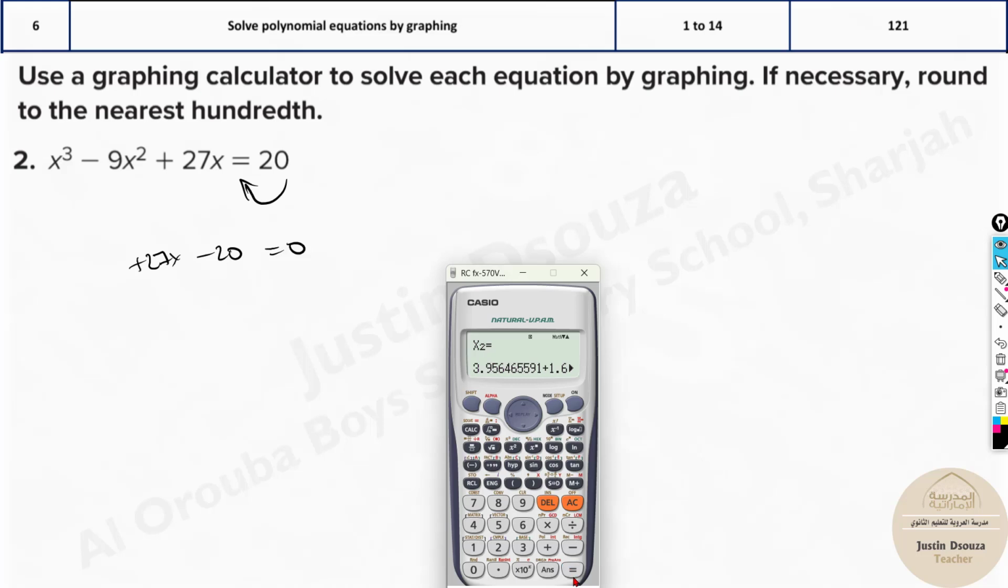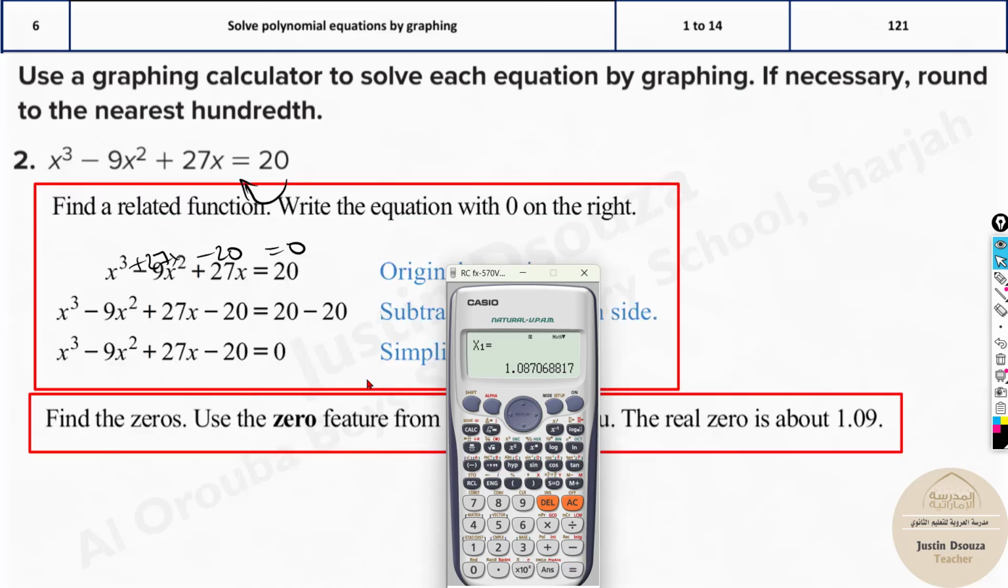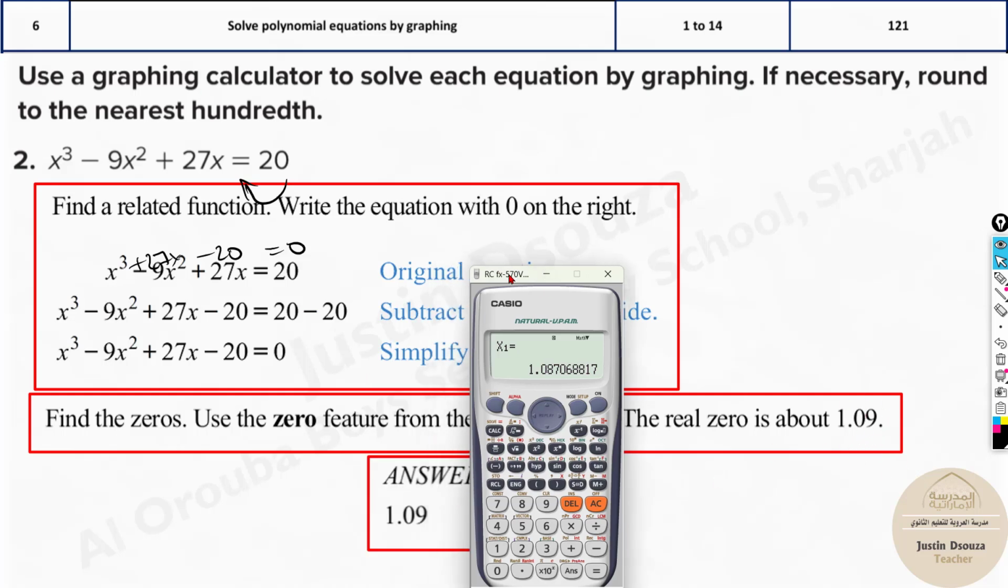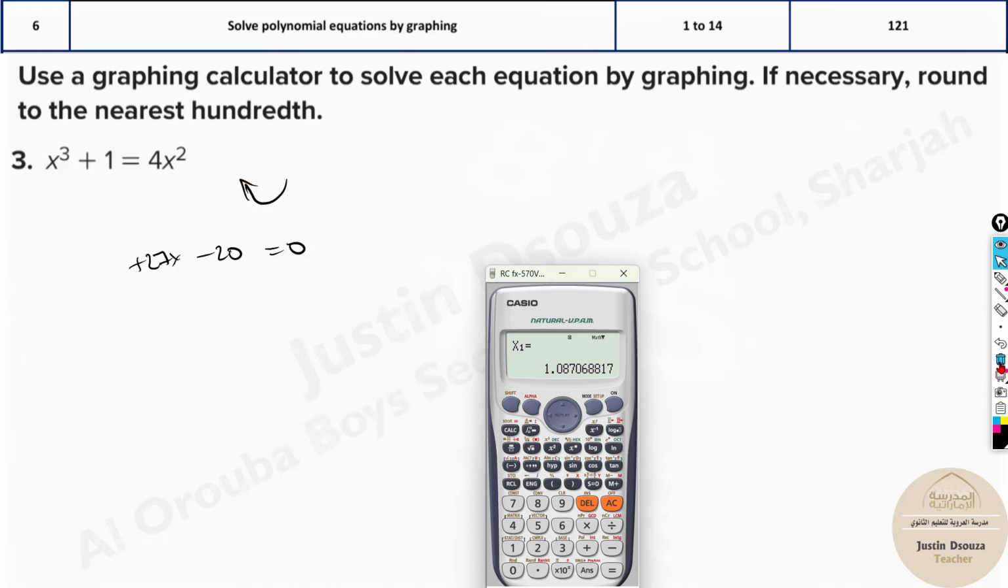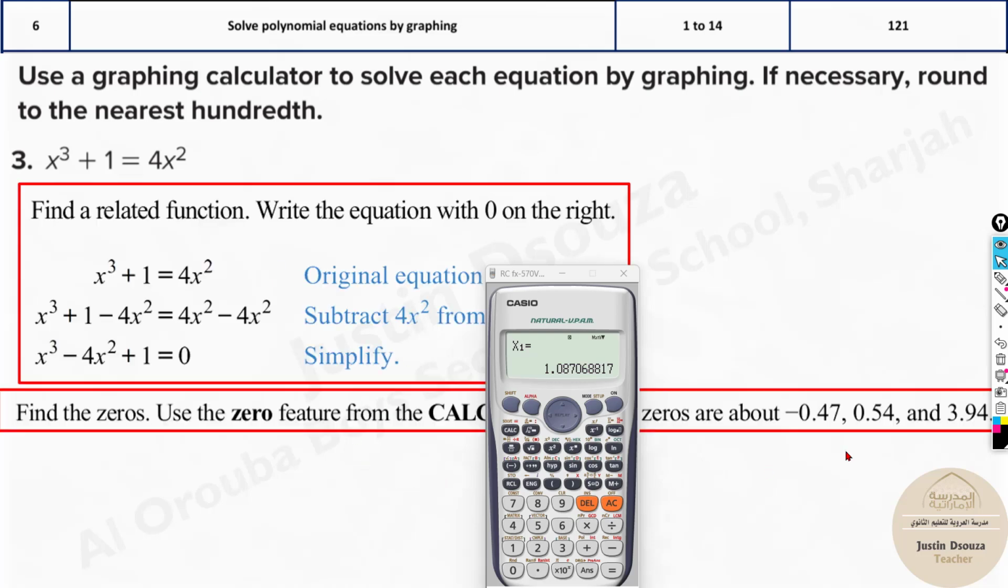The answers are, again, you have 2 imaginary solutions, but one answer is 1.08. You can see here approximated to 1.09. So the answer is, that's it. Similarly, please do try these problems by yourselves. You can do it in the calculator. You will get the answers easily.